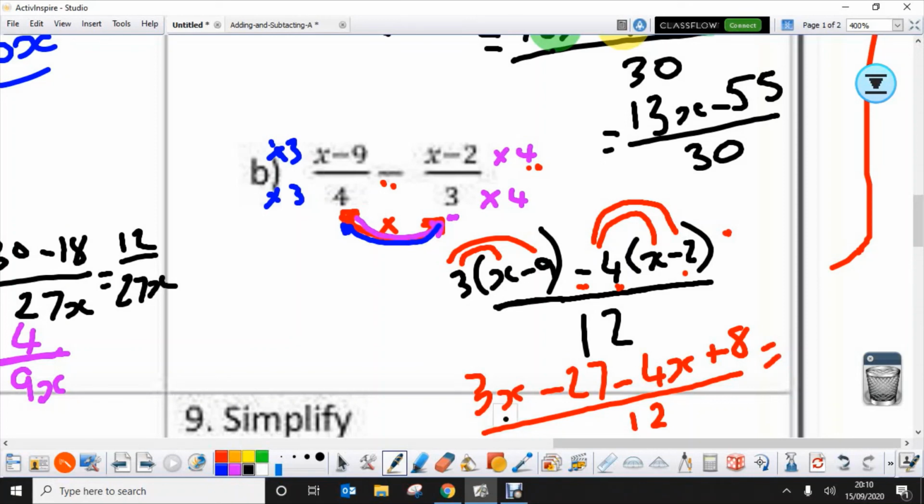So now I'm going to collect like terms. I've got 3x, and I'm going to take away 4x, which is going to give me minus x. I've got negative 27, and I'm going to add 8 to it, which is going to give me negative 19 all over 12. And that's the solution to that question.